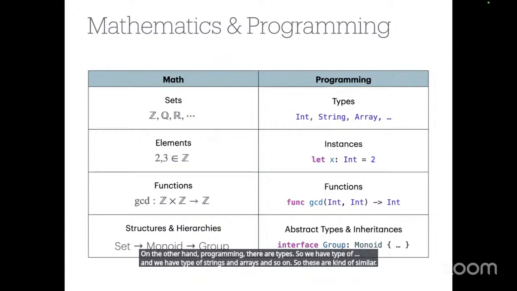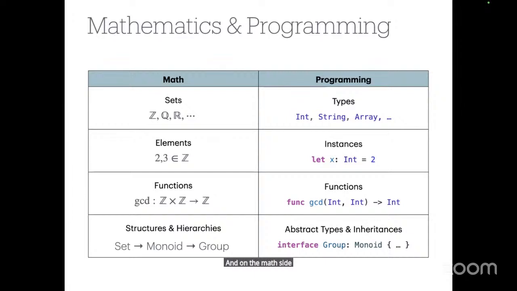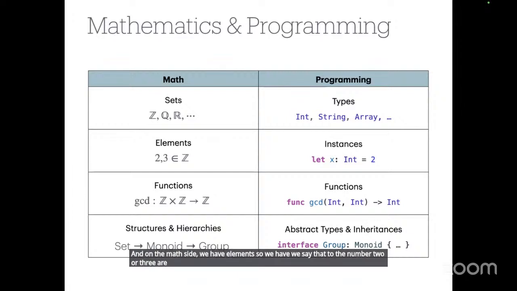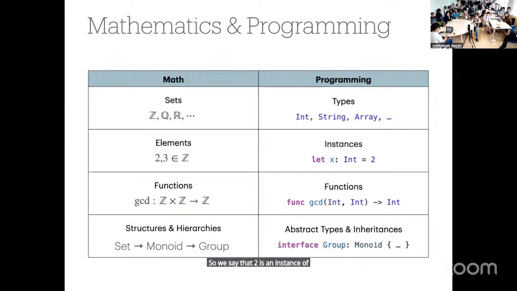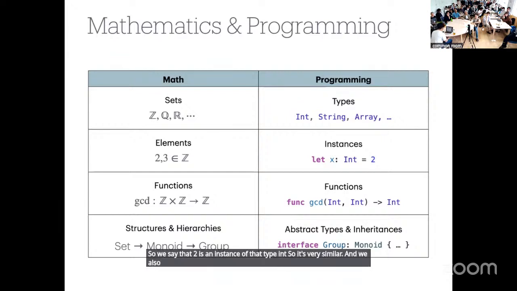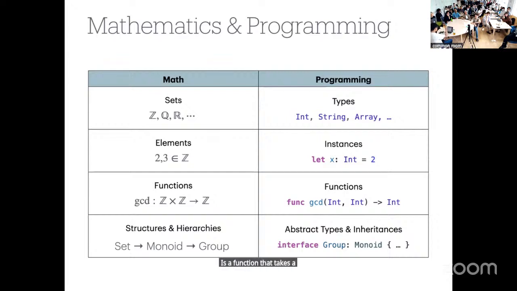On the math side, we have elements. We say that the numbers 2 or 3 are elements of this set of integers Z. On the programming side, we have instances. We say that 2 is an instance of the type int. So it's very similar. We also have functions in mathematics. GCD is a function that takes a pair of two integers and returns an integer. Similarly, on the programming side, we have a GCD function that takes a pair of two integers and returns an integer.